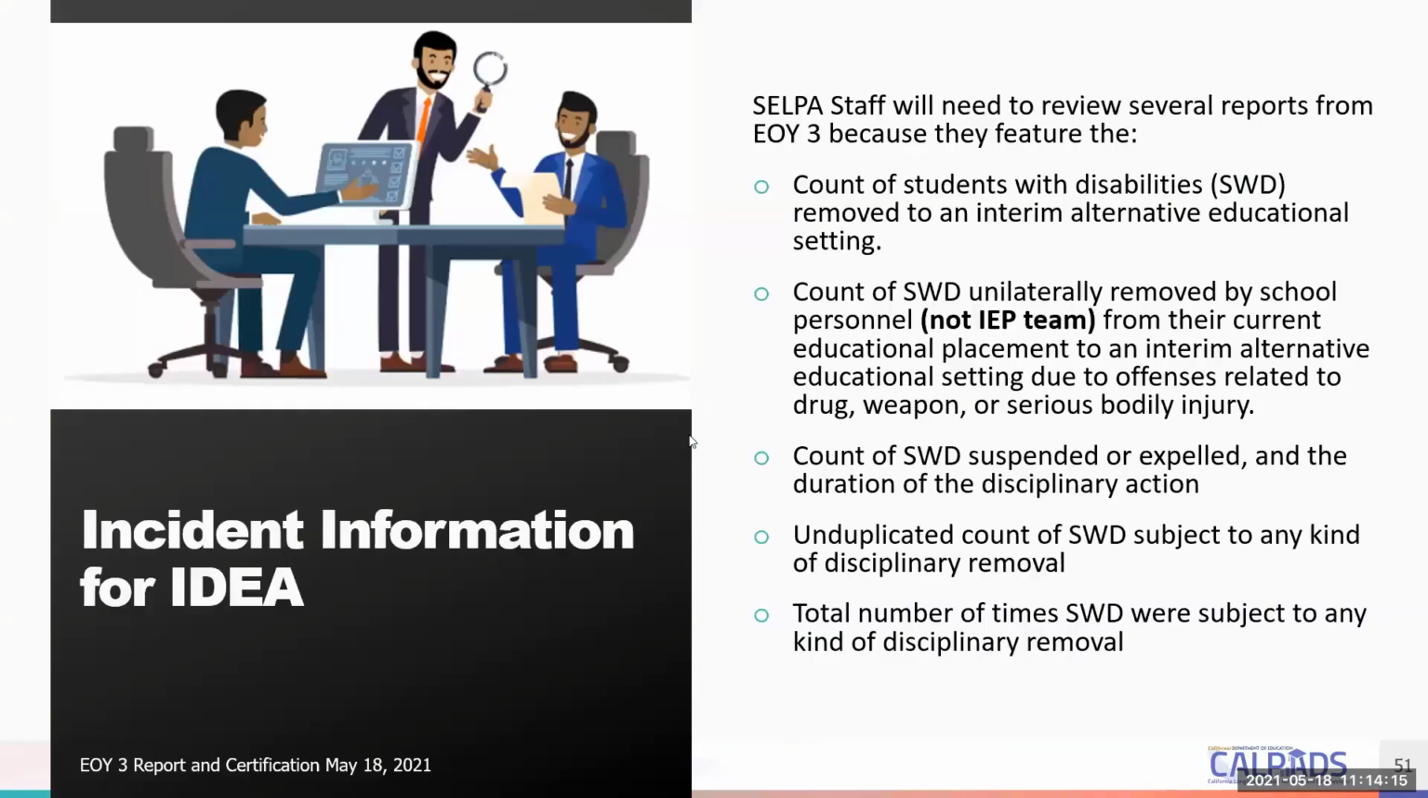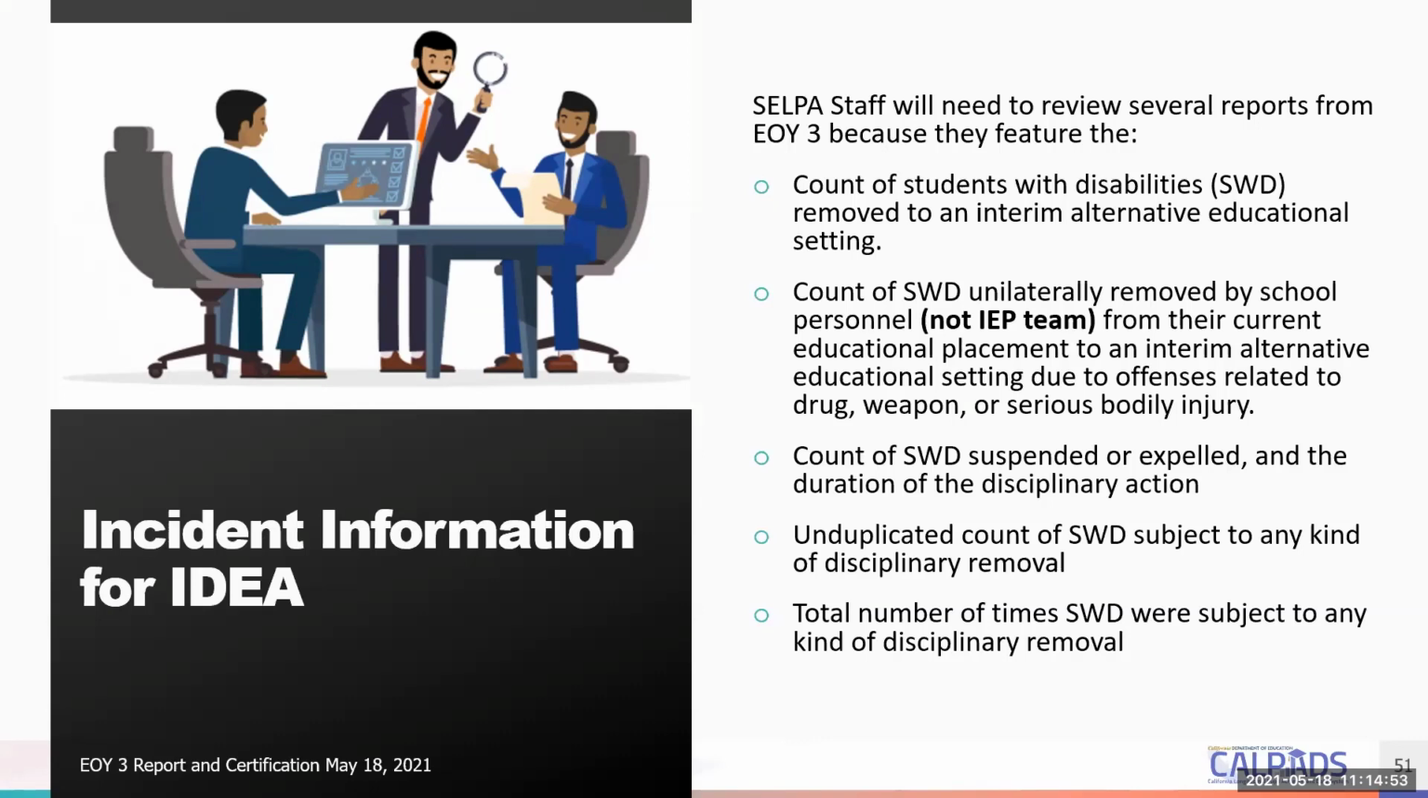All right, so just a reminder of why end of year 3 requires assistance from your SEDS person as well as the SELPA. There are going to be 3 reports related to incidents that are specific to students with disabilities. These reports help provide a count of students with disabilities that are removed to enter alternative settings. Also, it's important for the IEP team to look at the students that were unilaterally removed by school personnel, to look at the counts of students with disabilities that were suspended or expelled during the year.